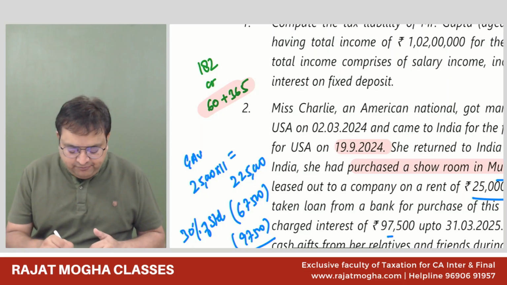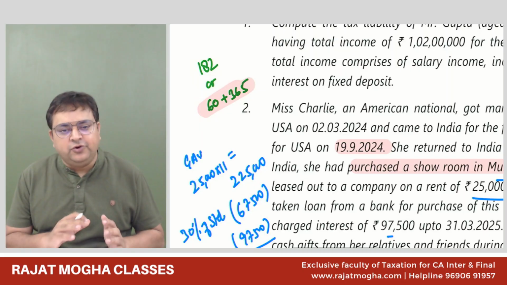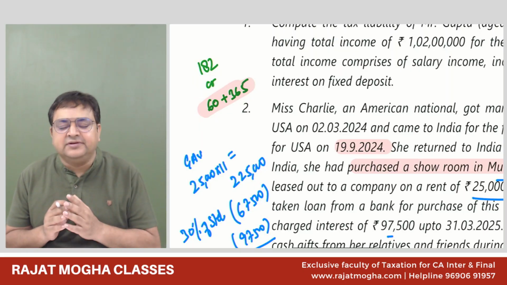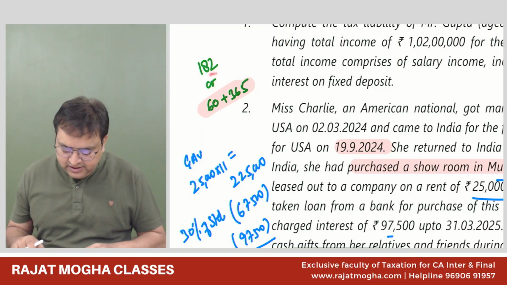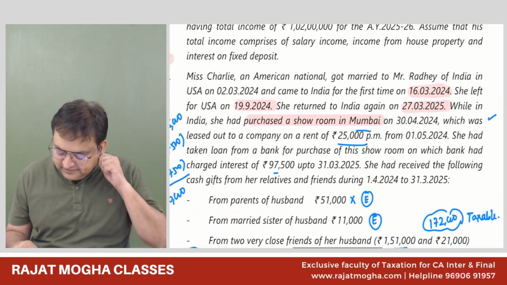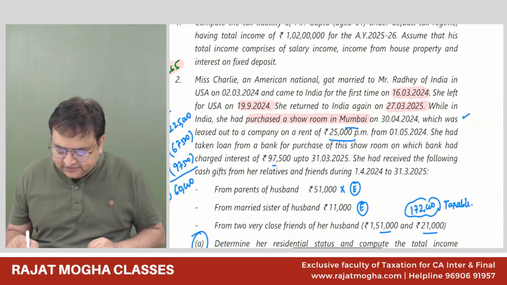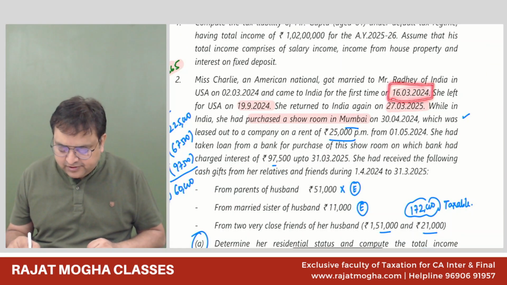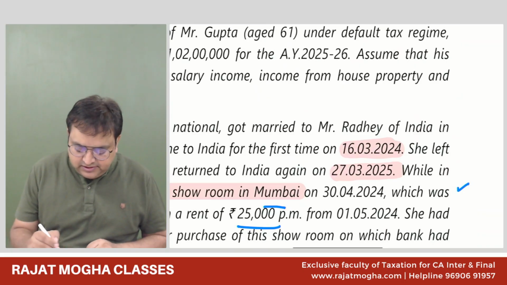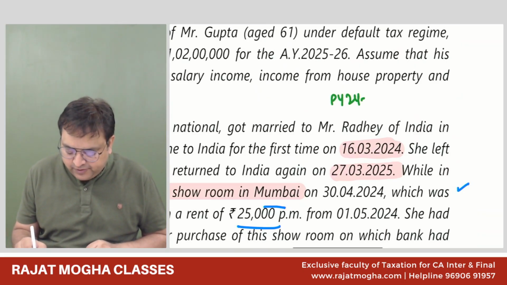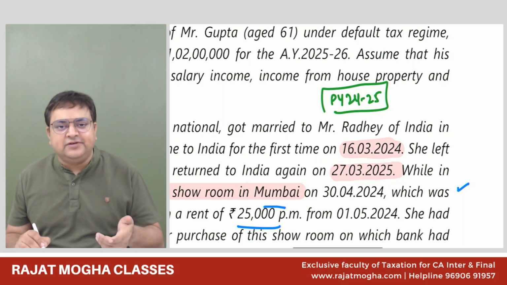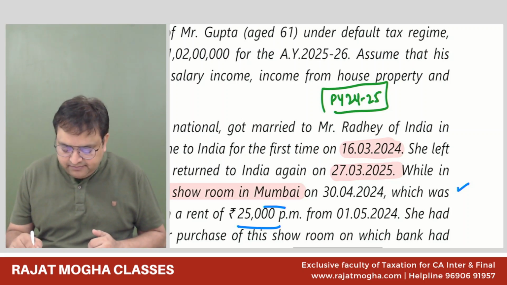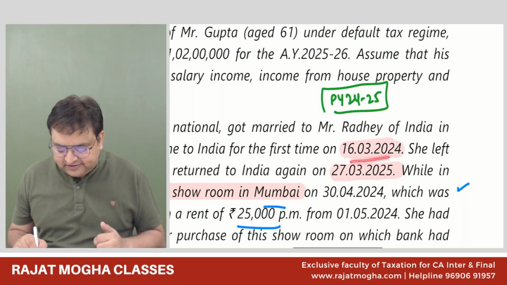So we can see both these conditions. If any one of them is satisfied, then we are okay to make her resident. Once she becomes resident, then we will see ordinary or not ordinary. So let us see how many days she was here in India during the previous year. She came for the first time on 16th of March 2024. So we need the number of days in the previous year 24-25, right? Our year starts from 1st April 24, but she came to India last year only, 16th March 2024.